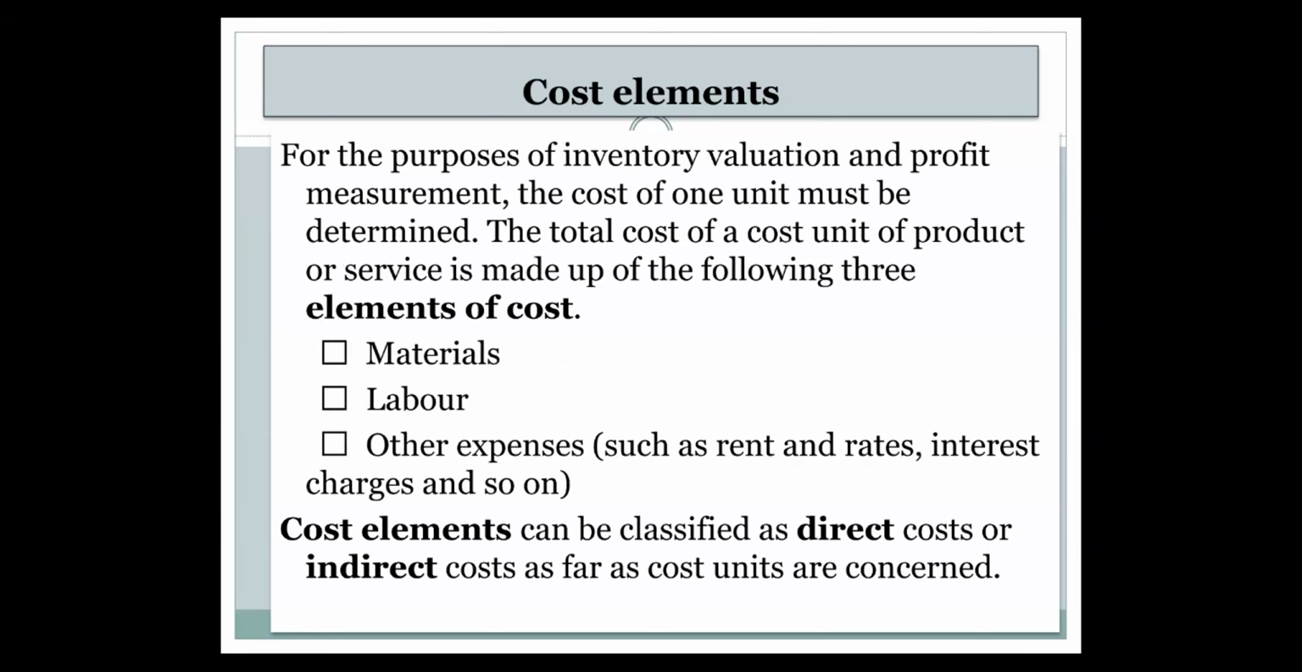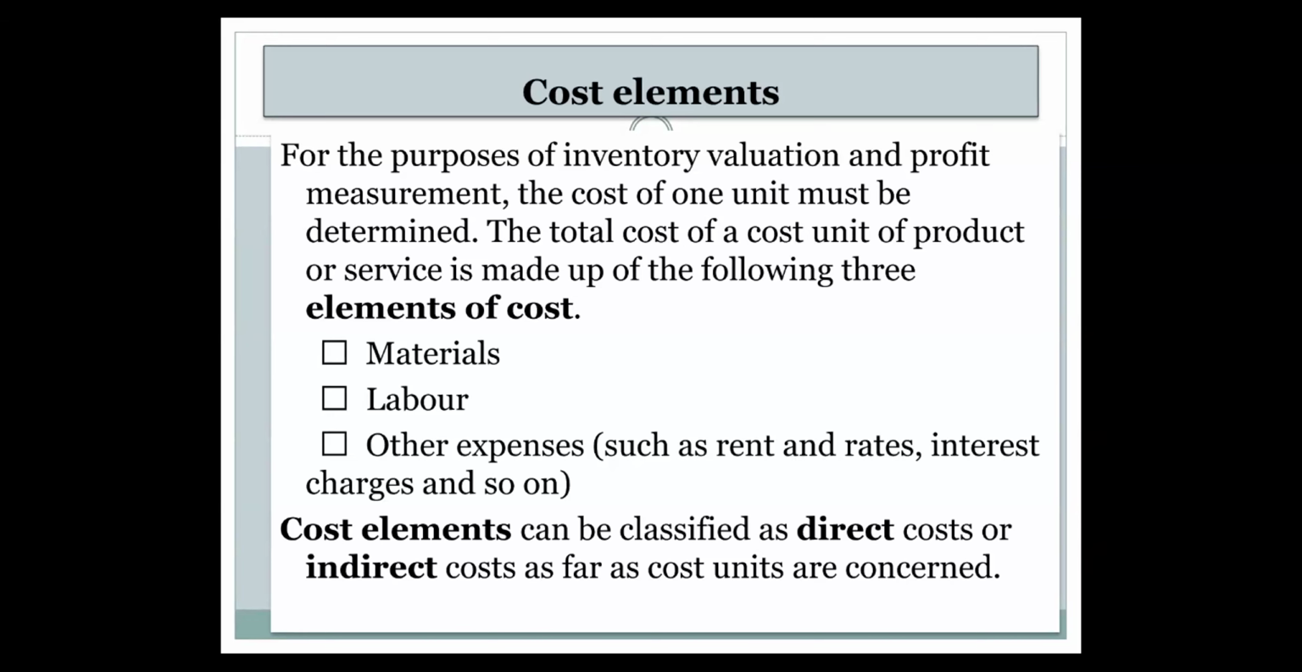Now come to the point of cost elements. For the purpose of inventory valuation and profit measurement, the cost of one unit must be determined. The total cost of a cost unit of a product or service is made up of the following three elements. So for determination of any product's cost, valuation of inventory, or profit determination, first of all, we have to calculate the total cost of a unit of a product or service, and these are summed up within the following elements.